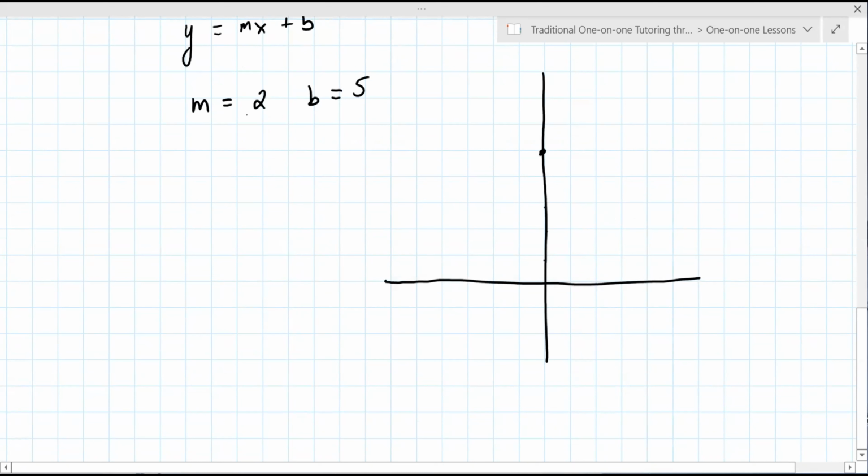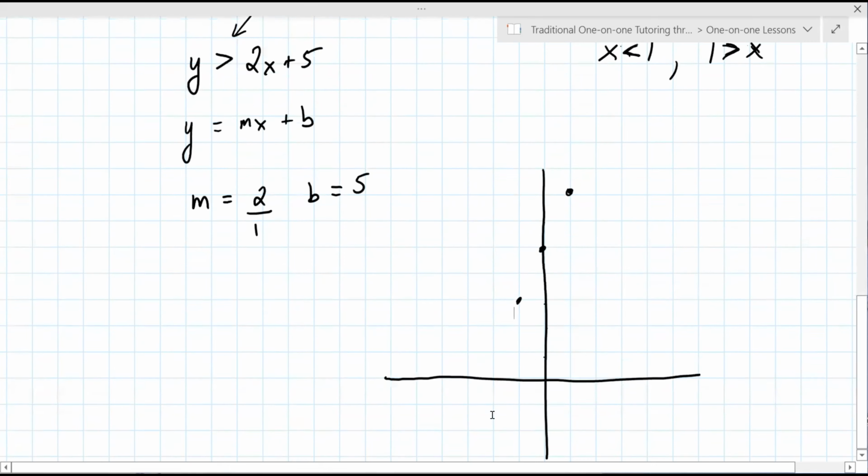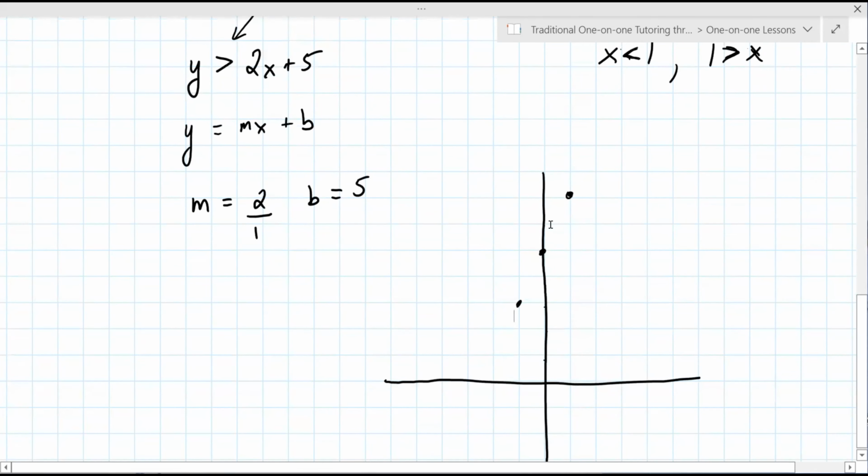And then the slope of 2 is really 2 over 1. How much do you go up or down? And then how much do you go to the right based on the slope? So you go up 2 and right 1. Up 2 and right 1. And then if I just go backwards, I'll add a point there. If you're doing this on your own, it's not important that you get it exactly right or on the grid. The direction's more important here.